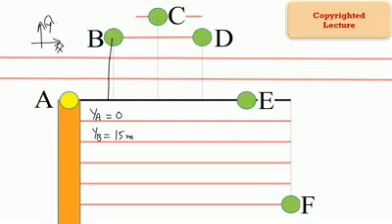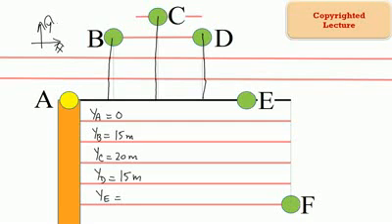What is the position of point C? Position of point C is 5, 10, 15, 20. 20 meters. What is the position of point D? The vertical position of point D is 5, 10, 15. What is the position of point E? The vertical position of point E is just 0 meters.